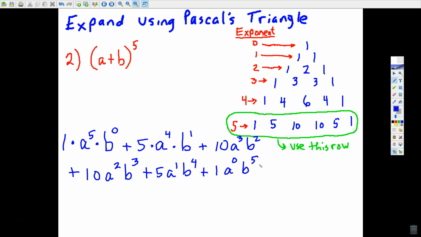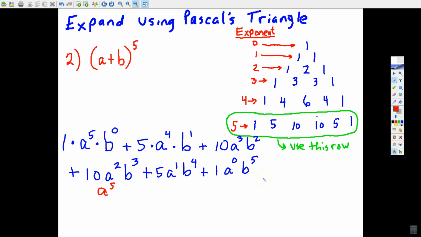What is b to the 0 power? 1. All right, so really my first term is going to be made up of 1 times a to the 5th times 1. And what is that? It's just a to the fifth. So writing what I have down here is great, but you really shouldn't stop there. This needs to be cleaned up. You need to just write that first term as a to the fifth. So I'm going to put my final answer in red.